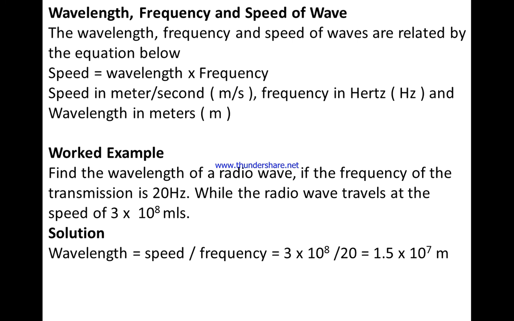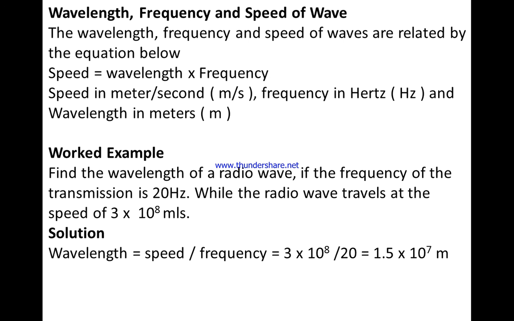Now let us look at what we call wavelength, frequency, and speed of wave, that is, in relation to the transmission of electricity at high frequency. Now the wavelength, frequency, and speed of waves are related by the equation below. The speed of the wave is equal to the wavelength multiplied by the frequency of the wave. Now the speed is in meters per second. Frequency, the SI unit of frequency, is the hertz, and the wavelength is in meters.